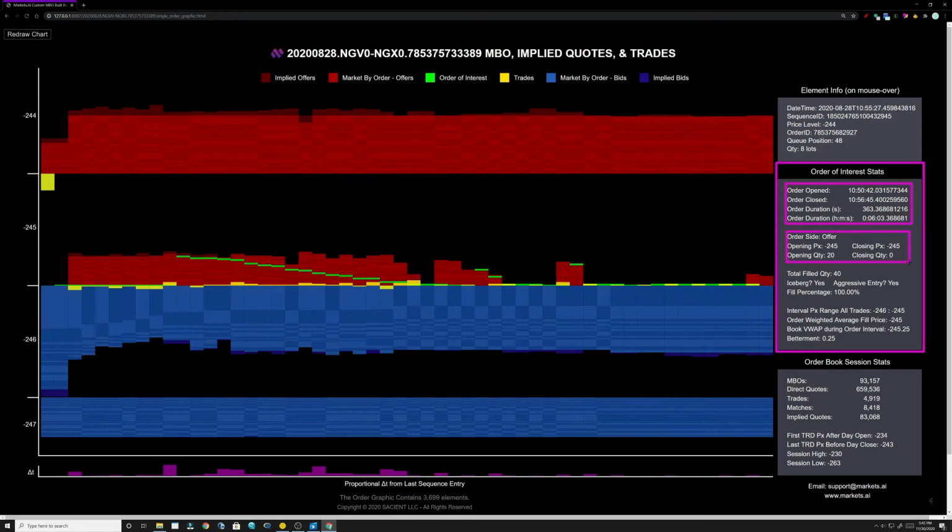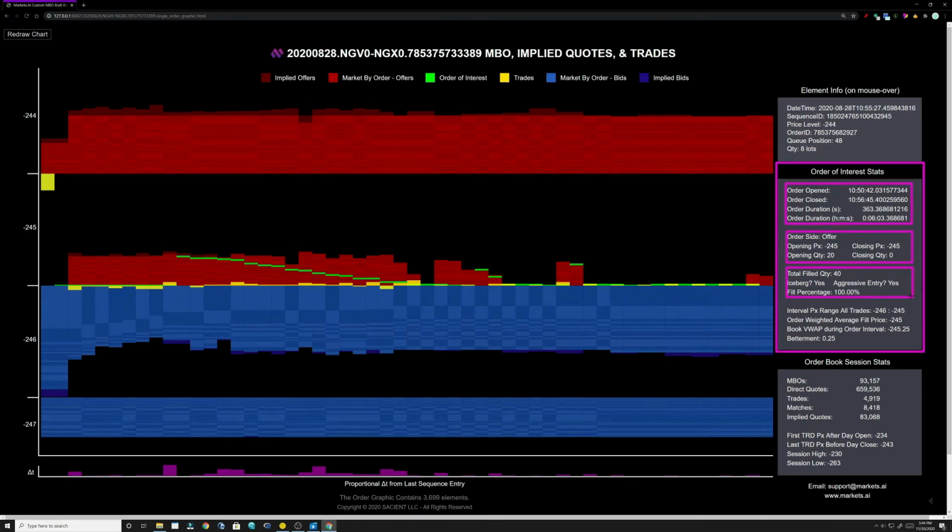245 offered with an opening quantity of 20. And it was filled for 40. So that's pretty much a dead giveaway that it's an iceberg. It also had an aggressive entry. And it was completely filled because there was no refresh and deletion of any quantities at the end. That's how you can tell that.